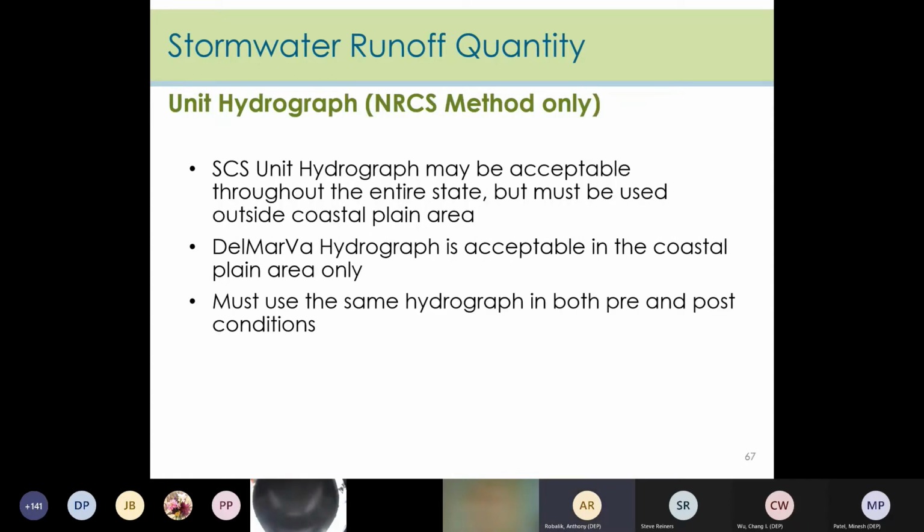So the first bullet of this next slide actually reads a little incorrectly, so I wanted to clarify this. And if you are following along taking notes with these presentations, you might want to take note of this. When reviewing NRCS method calculations, the SCS unit hydrograph should only really be used outside of the coastal plain area of the state, except in very rare cases where the design engineer can prove that the conditions that characterize the use of the Delmarva hydrograph are in no way present on a site within the coastal plain, or use of the Delmarva hydrograph is not permitted, such as when sizing an MTD. Other than those cases, though, the SCS unit hydrograph should not be used within the coastal plain.